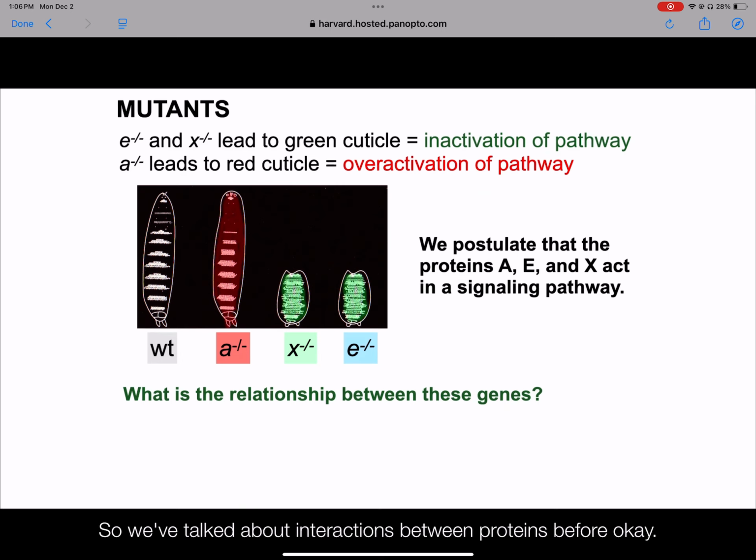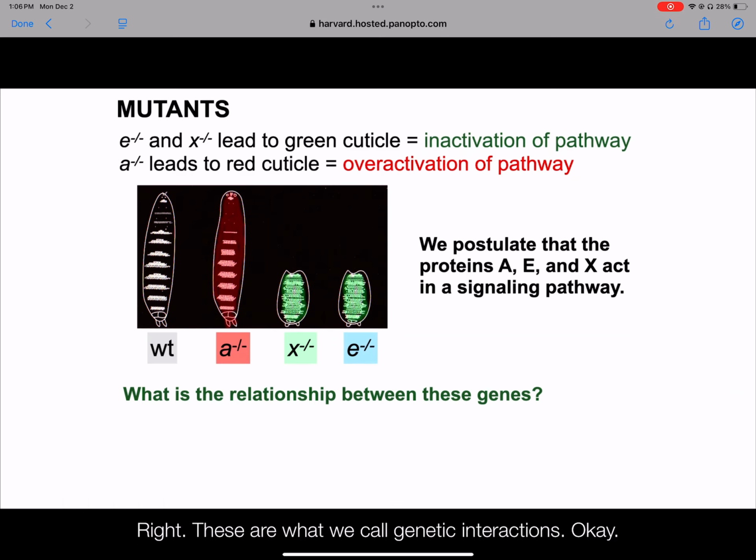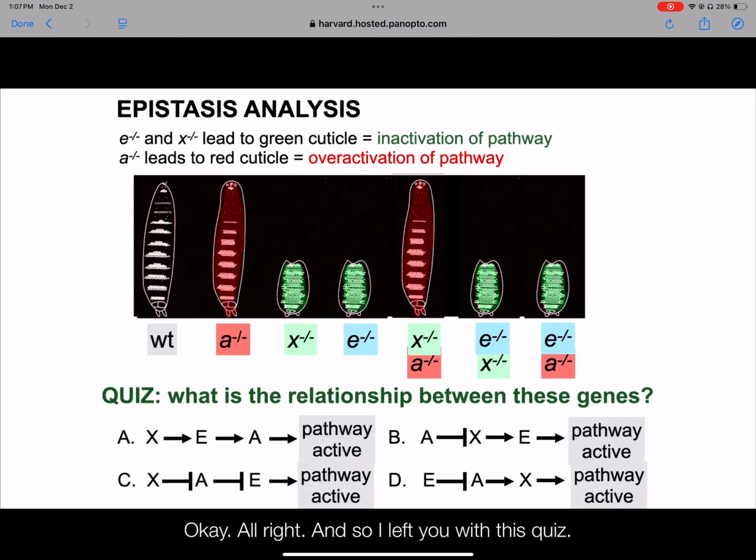So we've talked about interactions between proteins before, but mostly we've talked about physical interactions, like the ones we showed with FRET, remember, like Fos and Jun physically interacting. These are what we call genetic interactions. These are genes regulating others in genetic pathways. And I left you with this quiz question: what is the relationship between these genes?